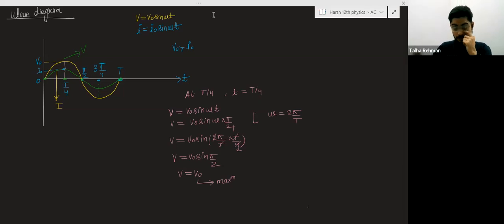Okay. So now after this, before the capacitive circuit, we will discuss the inductive circuit. We will connect an inductor with an alternating source, and we will see what will happen.